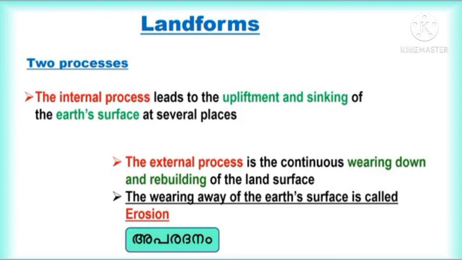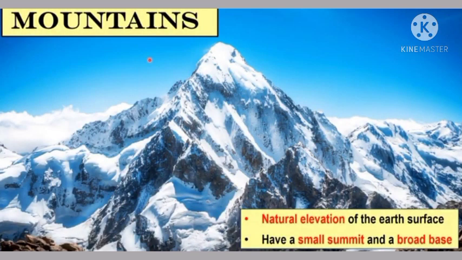These two processes are carried out by running water, ice, and wind. Broadly, we can group different landforms depending on elevation and slope: mountains, plateaus, and plains. Mountains. A mountain is any natural elevation of the earth's surface. The mountains may have a small summit and a broad base. It is considerably higher than the surrounding area. Some mountains are even higher than the clouds.